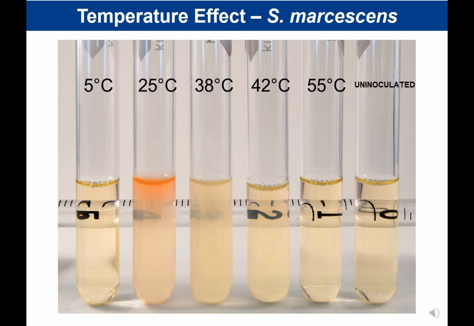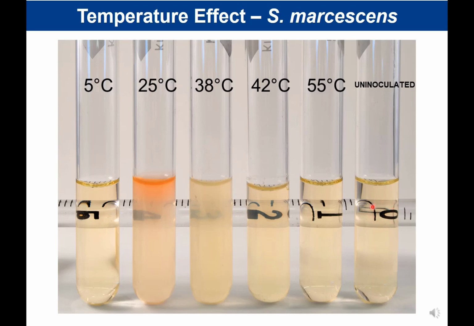The next organism that we're going to talk about is Serratia marcescens. And Serratia marcescens, remember, is the organism that produces the pink slime in the shower. And so if I look at Serratia marcescens, and again, I look at the various temperatures that we talked about, right? So 5 degrees, 25, 38, 42, 55, and the uninoculated control. If we were to look at this, you'll notice that here's my uninoculated control.